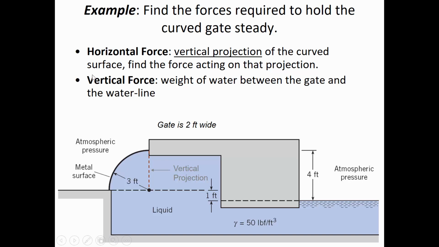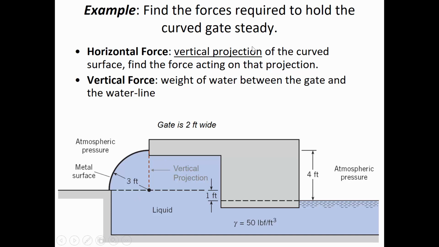And so if you wanted to find the vertical force, you'd look at the weight of the water not above the gate, but the weight of the water beneath the gate until you got to the water line. By the water line, we mean the location where there's now 0 pressure. So how far beneath that gate do you have to go to get to 0 pressure? The weight of the water would be that quarter circle volume. It says it's 2 feet wide, so it's like a quarter circle with a 2 foot wide depth, like a pie shape. And then there's also a rectangular shape, 1 foot of depth, 2 feet of width, and then 3 feet of length.